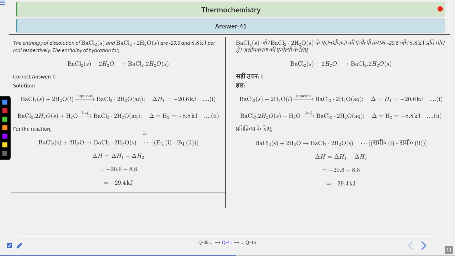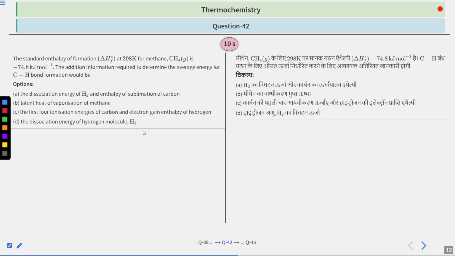Okay. Now moving on to the next question. Question number 42 says that the standard enthalpy of formation at 298 Kelvin for CH4, methane, in gaseous state is minus 74.8 kilojoule per mole. The additional information required to determine the average energy of CH bond formation are.